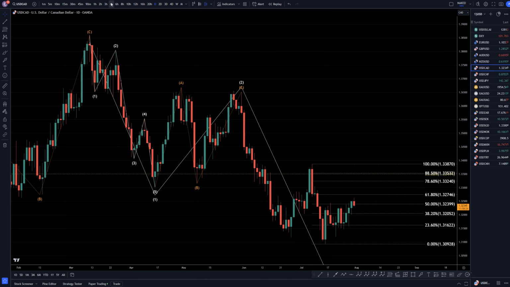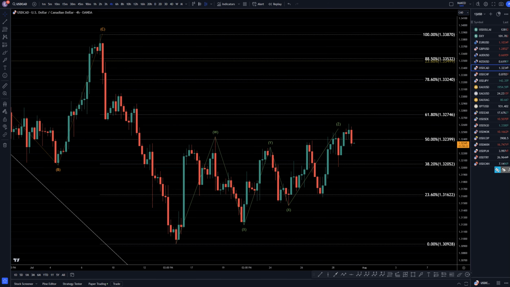So taking it down to the 4 hour time frame. On the 4 hour time frame, this definitely looks like an impulsive downtrend. I still think this looks like a very overlapping corrective pattern, and I still think there's a very good chance that we will end up turning down.